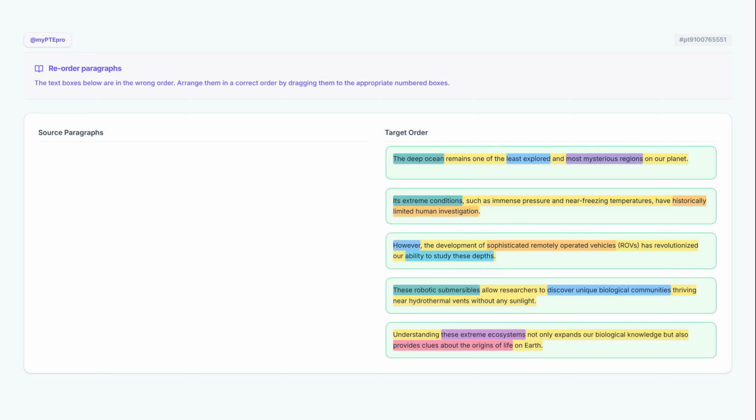To excel in reorder paragraphs, always prioritize finding the independent topic sentence that introduces the main subject without referring back to anything else. Once that is found, look for linguistic glue such as pronouns like "this" or "its" and transition words like "however" to pair sentences together. Tracking the flow from general ideas to specific details will help you secure full marks for correct adjacent pairs.